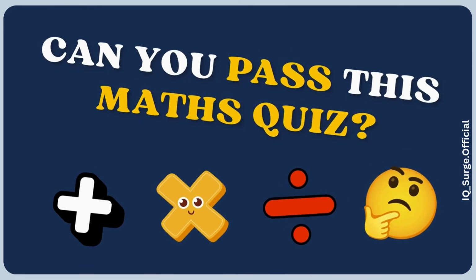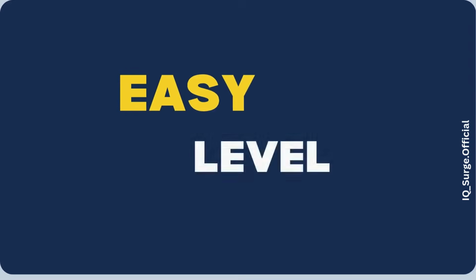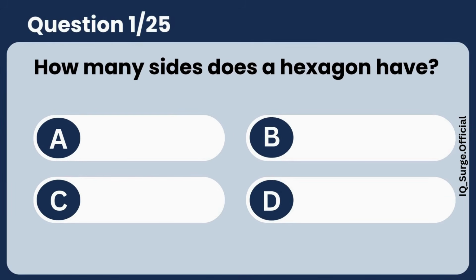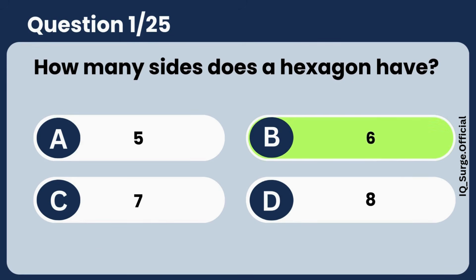Are you ready to test your math skills? Let's find out how. Let's go for the easy level. How many sides does a hexagon have? That's right, 6.